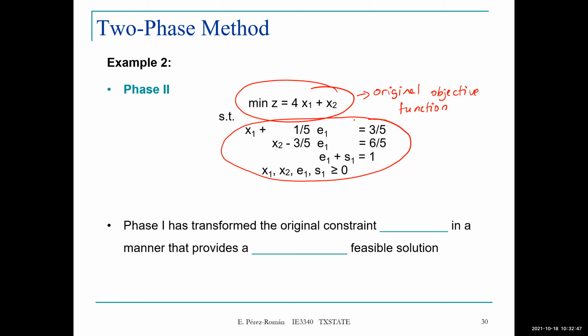So what these constraints are doing is, if you have these constraints, you find an initial solution for your problem. Basically, what this is saying is, to find an initial solution, let's use these constraints, okay? Which are based on the original problem. And let's bring back the original objective function. So phase one has transformed the original constraint equations in a manner that provides a starting basic feasible solution.